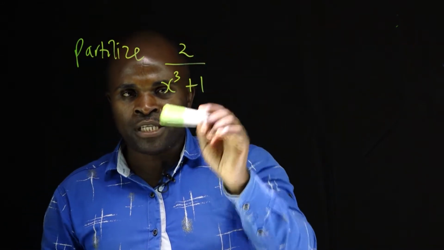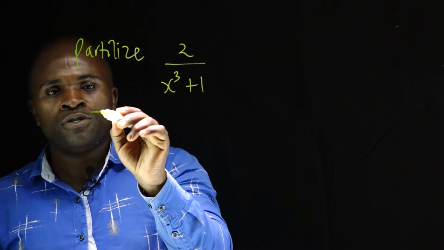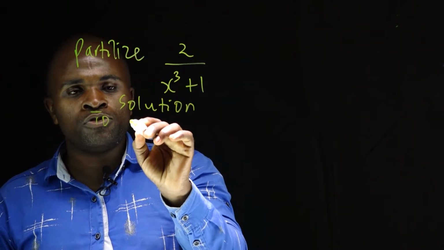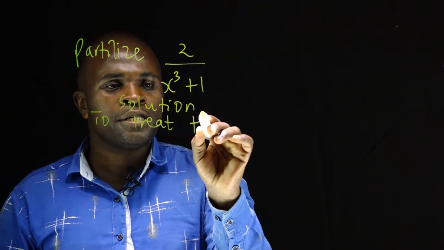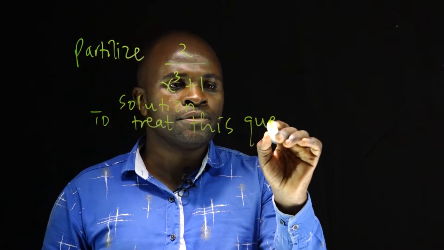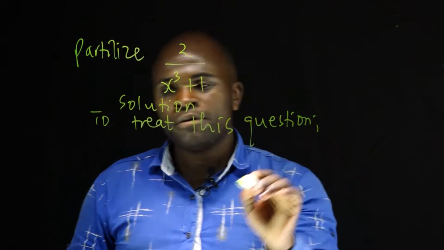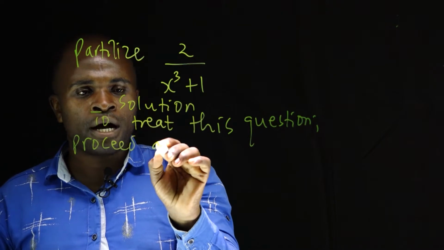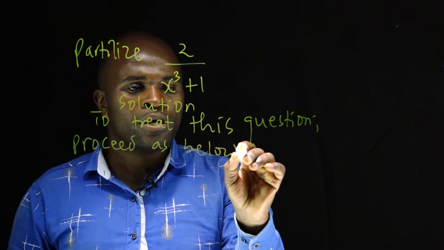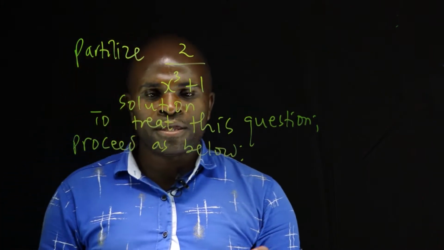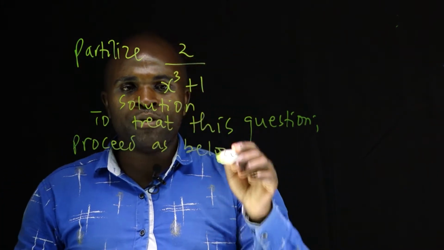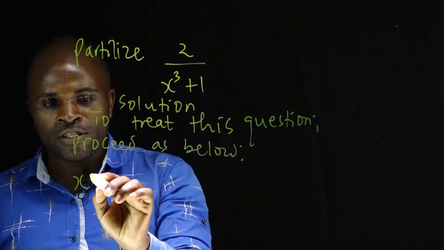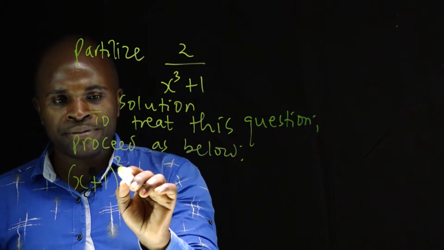So to treat this question, proceed like this. We say solution, to treat this question, proceed as below. First of all, try to think the best expansion which can be giving you x power 3 as well as plus 1. This is simply as coming from x plus 1 power 3.